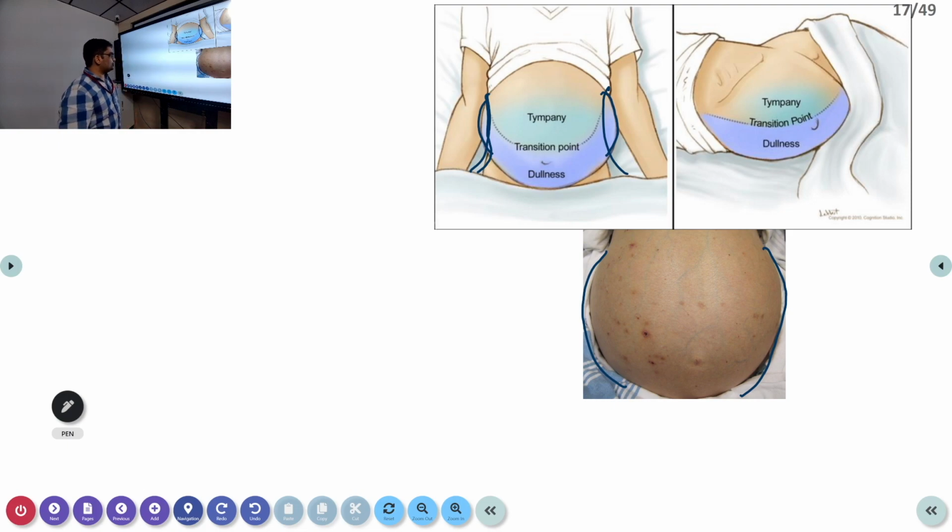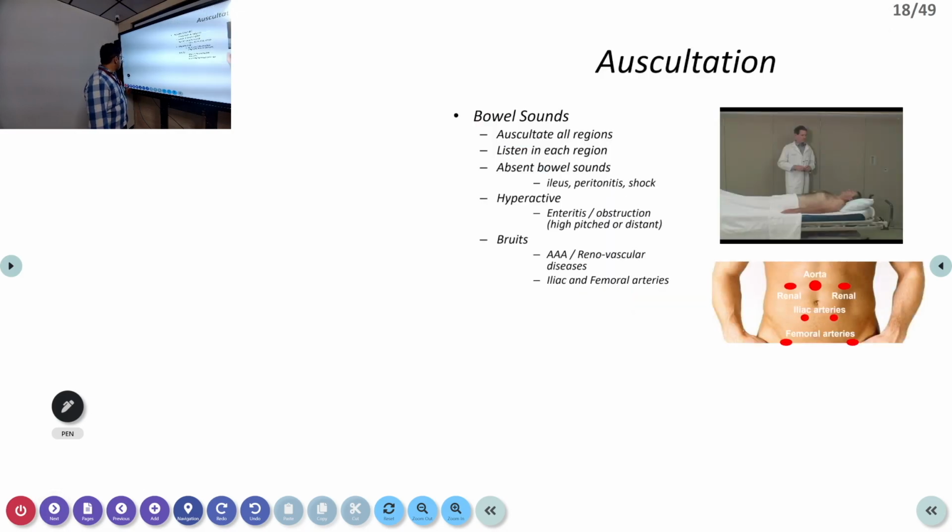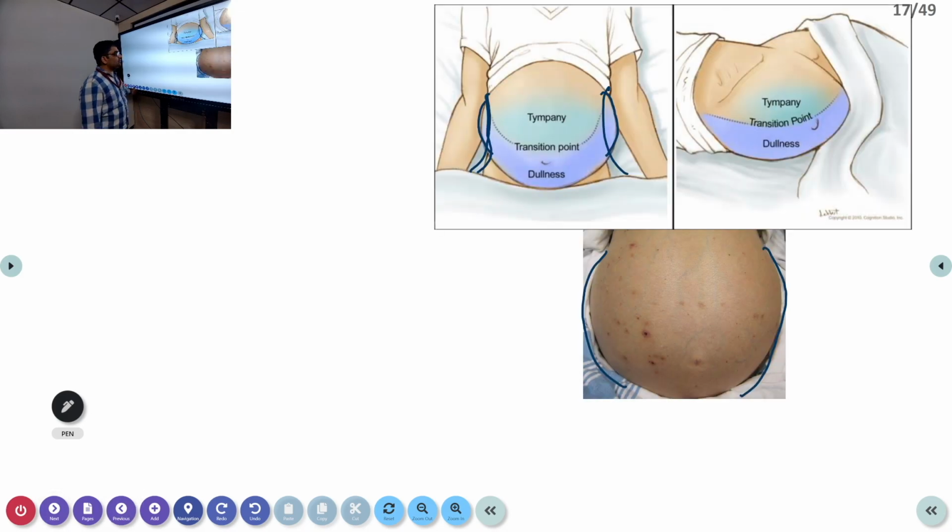I just wanted to show you this picture. Shifting dullness and all those things are seen in ascitic patients, which they will discuss in your medicine classes. If there is diffuse abdominal distension and the flanks are full, you suspect ascites. So those are some of the differential diagnoses of abdominal masses and how they will present.